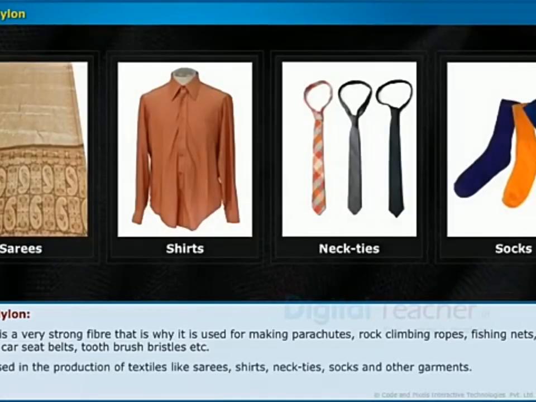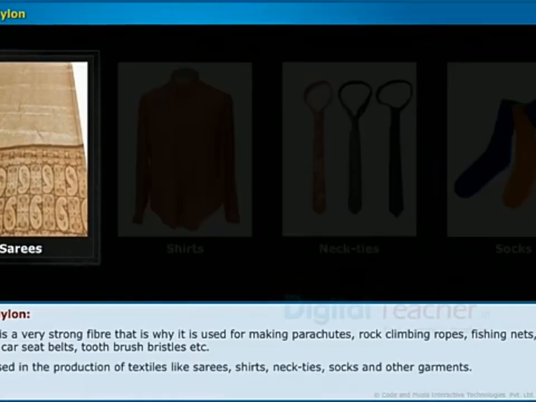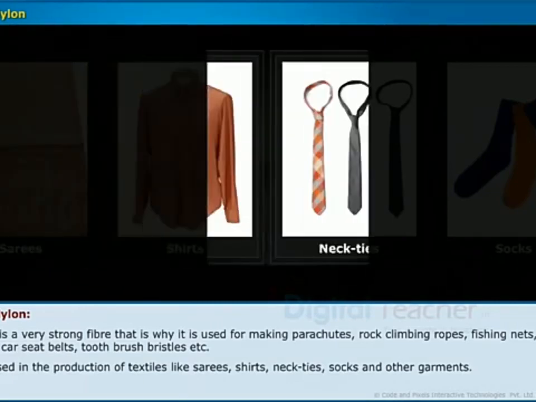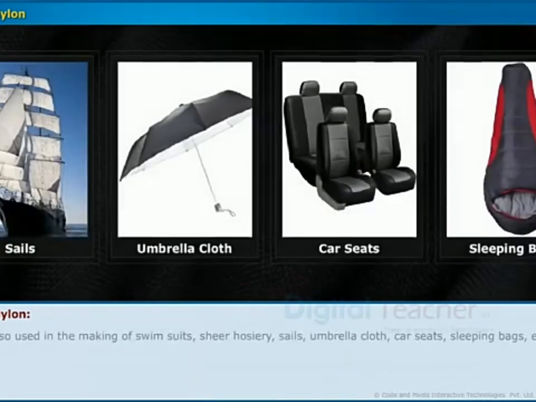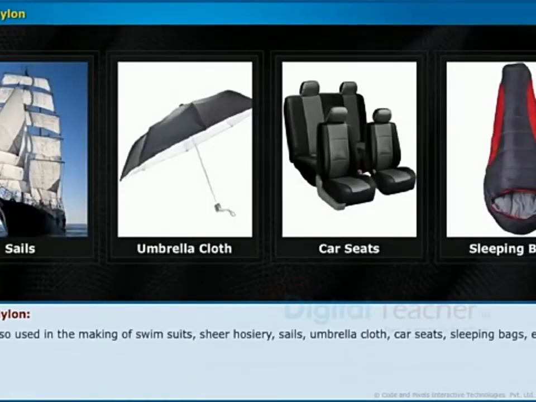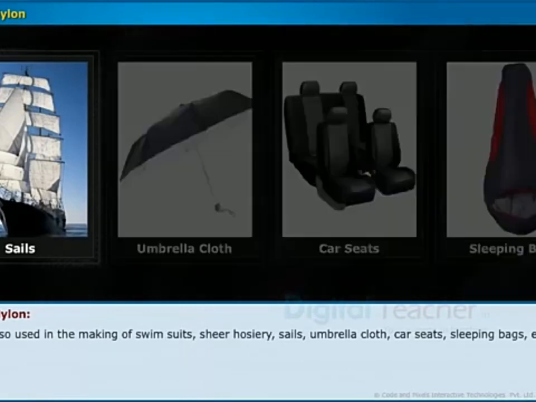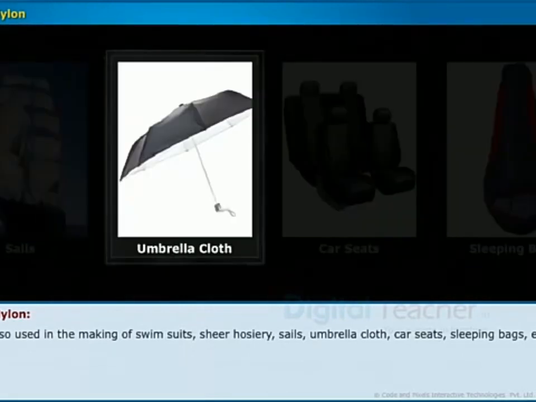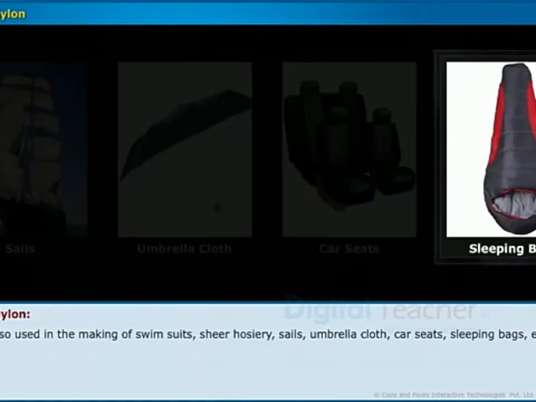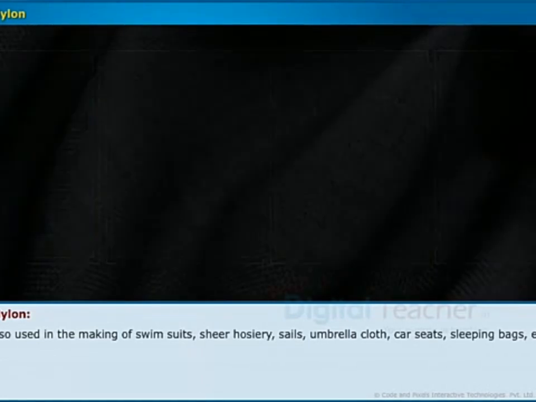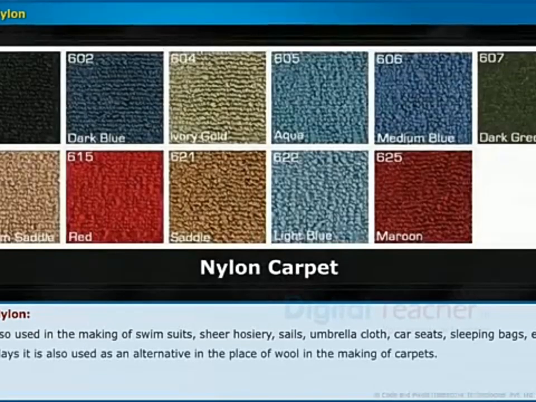It is used in the production of textiles like saris, shirts, neckties, socks, and other garments. It is also used in the making of swimsuits, sheer hosiery, sails, umbrella cloth, car seats, sleeping bags, etc. Nowadays, it is also used as an alternative in the place of wool in the making of carpets.